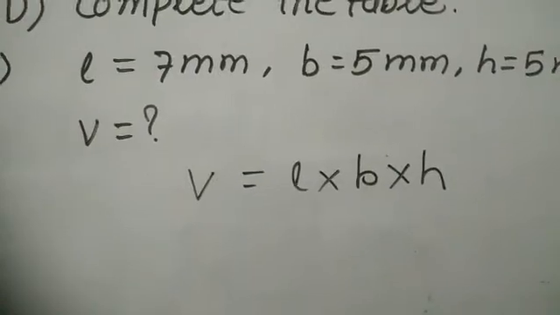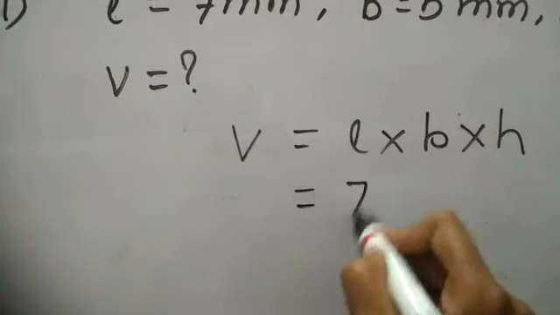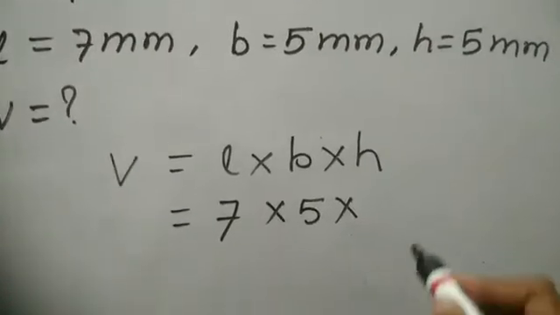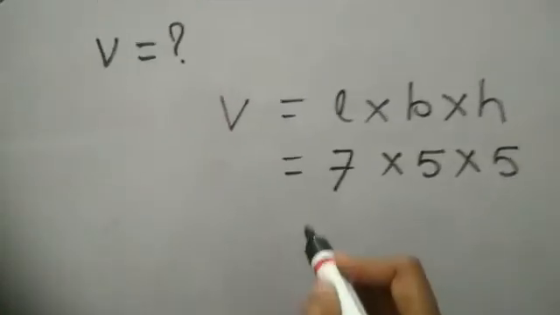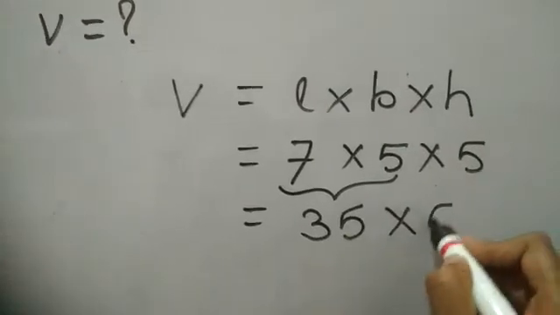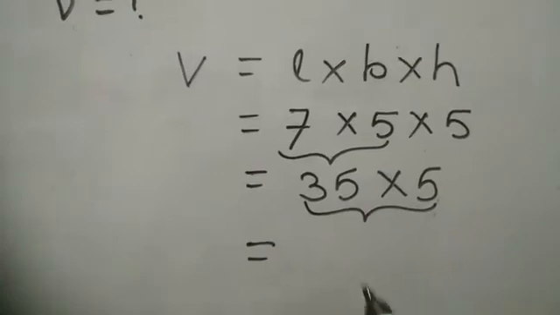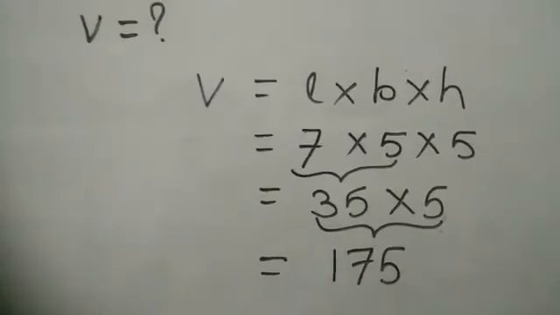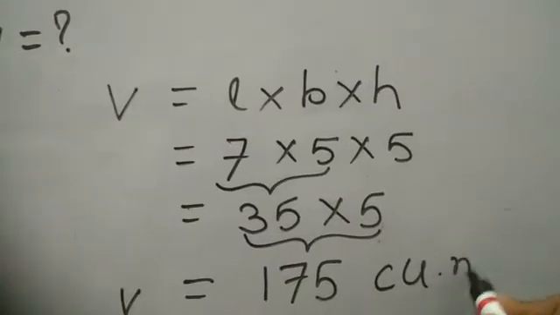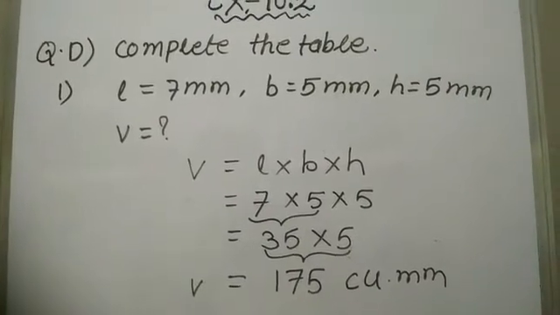Now I am going to substitute the value in the given formula. Length is 7 mm, breadth is 5 mm and height is 5 mm. Let us solve. 7 5s are 35. So it's 35 into 5 now. And 35 into 5 is equal to 175. Hence, volume is 175 cubic millimeter. Similarly, you can solve the second example given in your textbook.